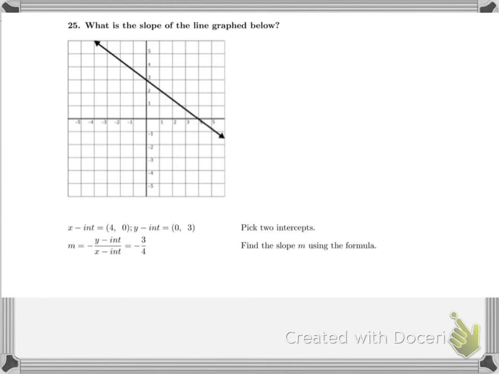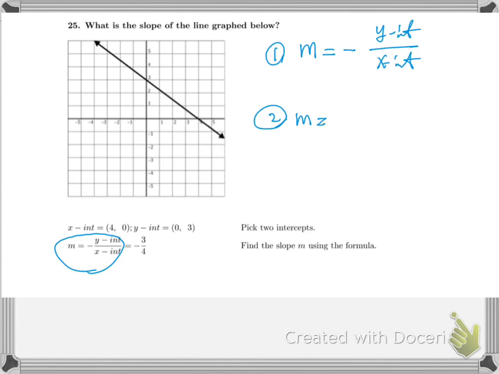Now let's go back to the beginning example. You may notice that I gave you two slope formulas, right? This is one. Let's write down this formula. The first slope formula is negative y-intercept over x-intercept. In number 22, the previous calculation example, I gave you another formula: y2 minus y1 divided by x2 minus x1. Now I'm going to show you they are basically the same formula.